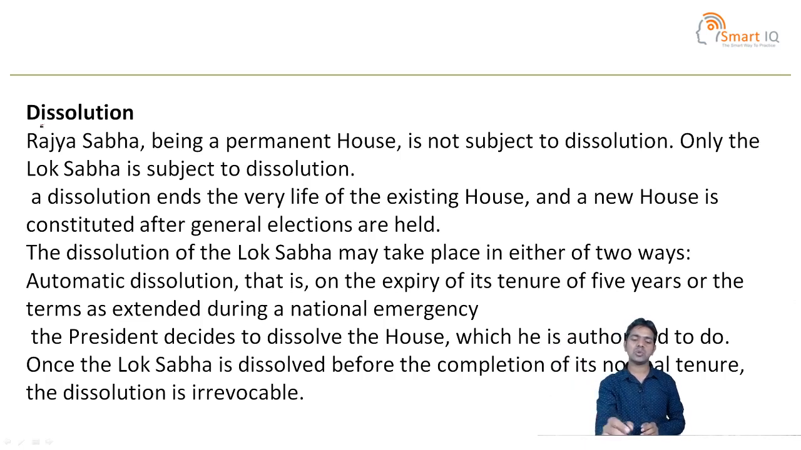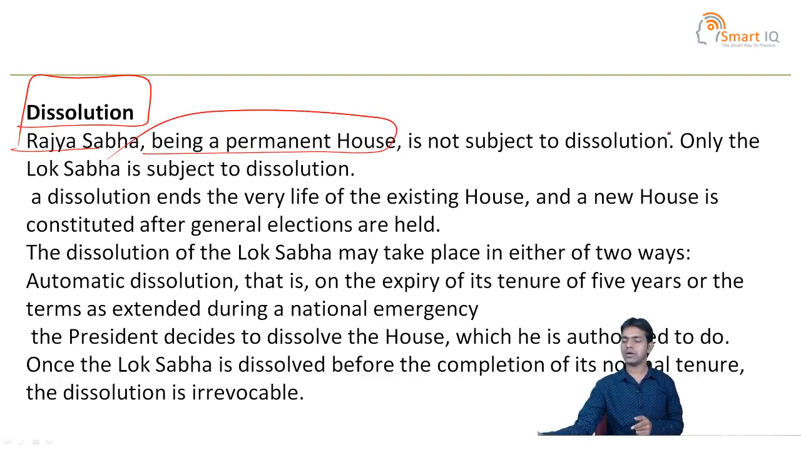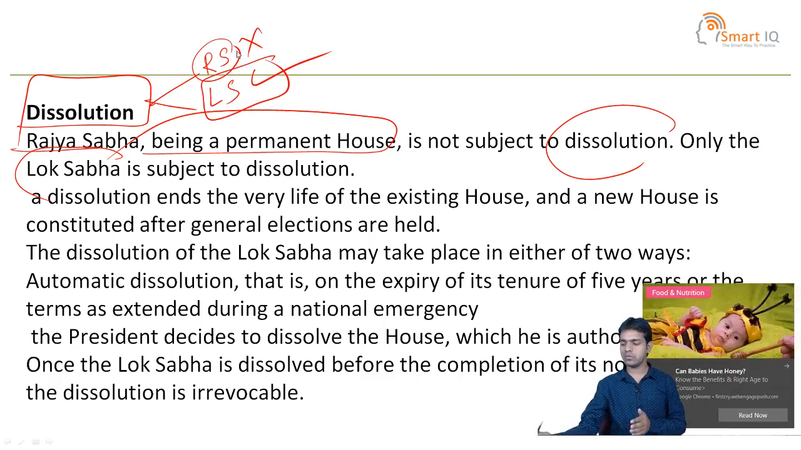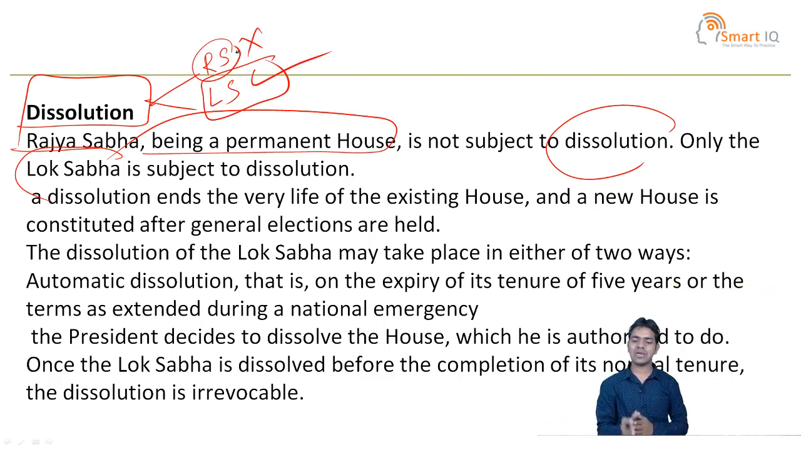And next is dissolution. What is meant by dissolution? The Rajya Sabha, being a permanent house, cannot be subject to dissolution. The term is only related to the Lok Sabha, not to the Rajya Sabha. Please note that the dissolution term is only applicable to the Lok Sabha, because the Rajya Sabha is a permanent body, not subject to dissolution.